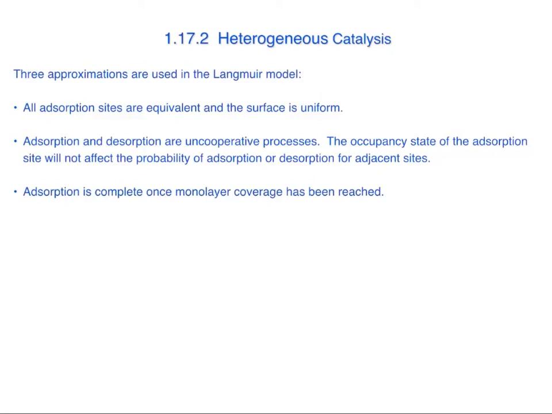Three approximations are used in the Langmuir model. First, all adsorption sites are equivalent and the surface is uniform. Second, adsorption and desorption are uncooperative processes. This means that the occupancy state of the adsorption site will not affect the probability of adsorption or desorption for adjacent sites. And third, adsorption is complete once monolayer coverage has been reached.